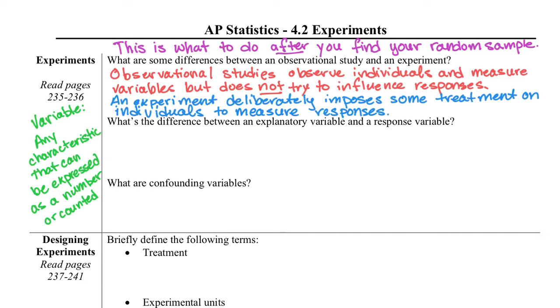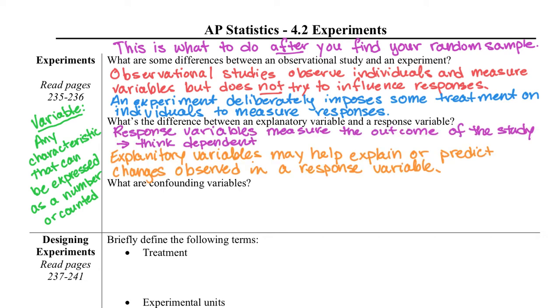Since the word variable just popped up, we might as well write down that formal definition in statistics. It's any characteristic of an individual that can be expressed as a number or counted. The response variable is the measurement of the outcomes.